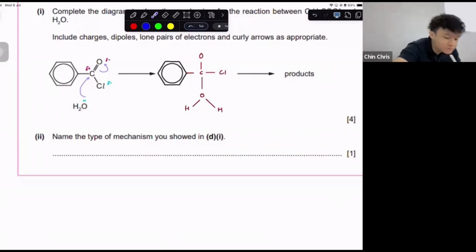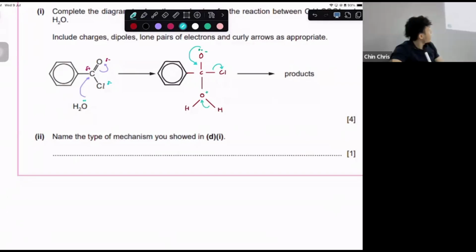Alright, guys, second step. Show your lone pair. Negative charge, positive charge. Lone pair goes back and forms back a double bond. This bond breaks. Guys, what type of mechanism is this? What do you call this? Addition-elimination. Thank you very much.